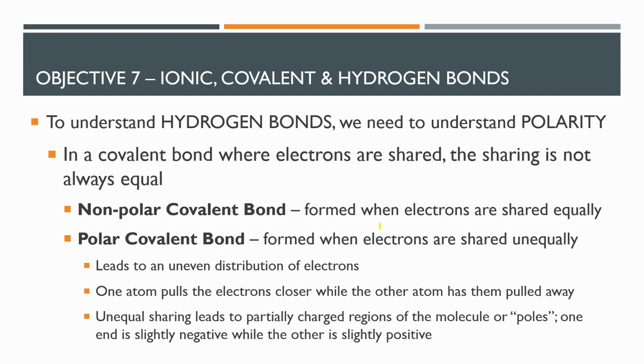All right, so far we've talked about ionic bonds being formed by a transfer of electrons. Covalent bonds are formed by a sharing of electrons. And so our third type of bond that we need to discuss is a hydrogen bond. But in order to understand what a hydrogen bond is, we have to understand this term here, polarity. Polarity comes from the word polar, which means having poles. And so this is related to covalent bonds, okay? Polarity has to do with a bond where electrons are shared.